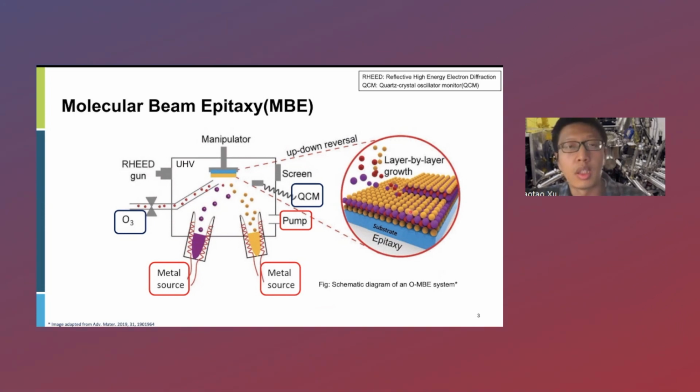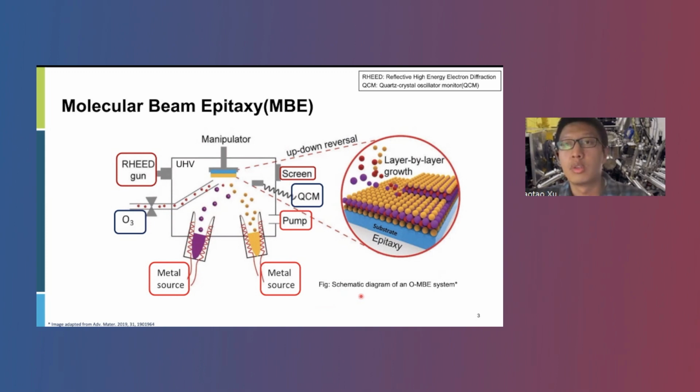A unique tool that is equipped with all MBE systems is reflective high energy electron diffraction, which is the RHEED gun. It helps us realize real-time surface monitoring during the growth. I also want to mention that with precise beam flux control, one can realize layer-by-layer growth in an MBE system, which is the highest precision that one can get for material synthesis.